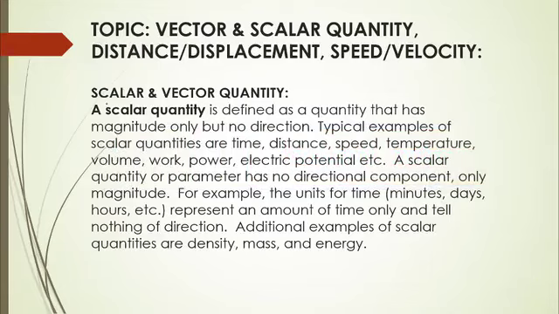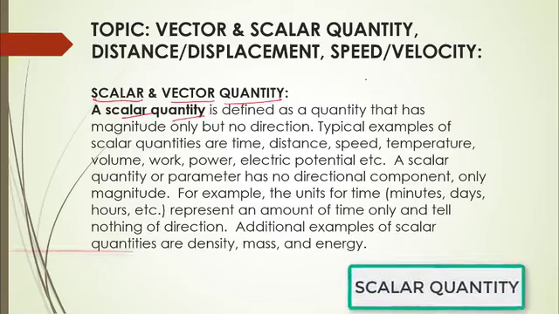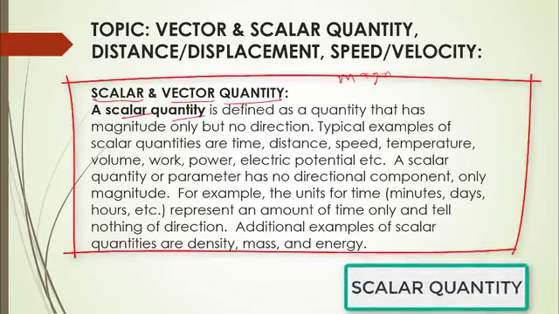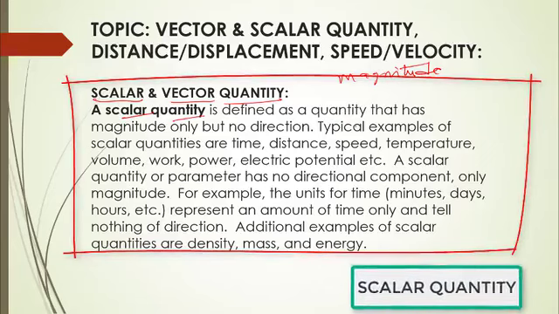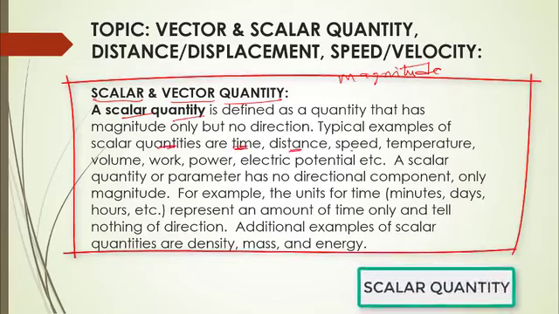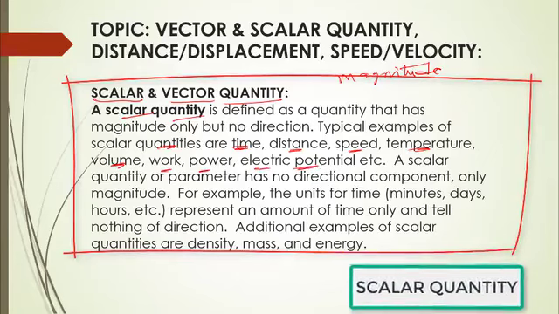At this point, I'd like us to talk about the definitions of scalars and vector quantities. When we talk about a scalar quantity, we're simply referring to a quantity that has just magnitude but no direction of any kind. Typical examples of scalar quantities are things such as time, distance, speed, temperature, volume, work, power, electric potential. And I'll tell you why they're classified as scalar quantities.